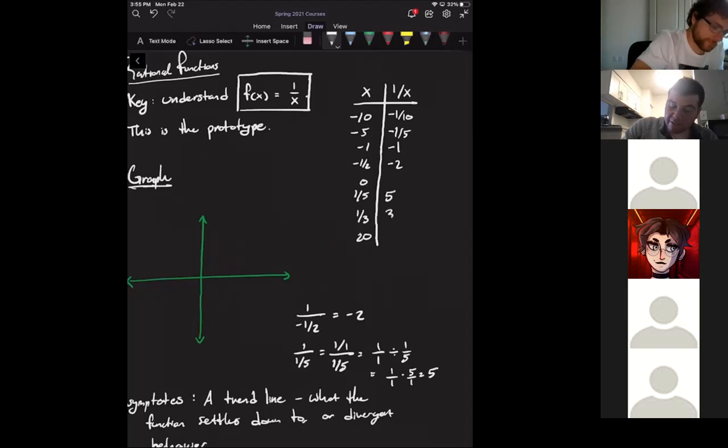For 1/5, we get 5. For 1/3, we get 3. And if we plug in a big number like 20, we get 1/20th.